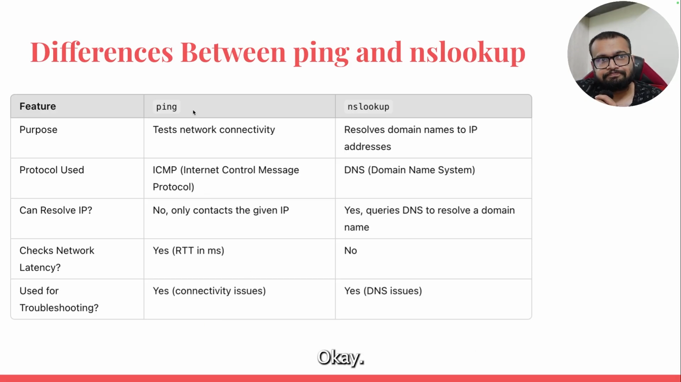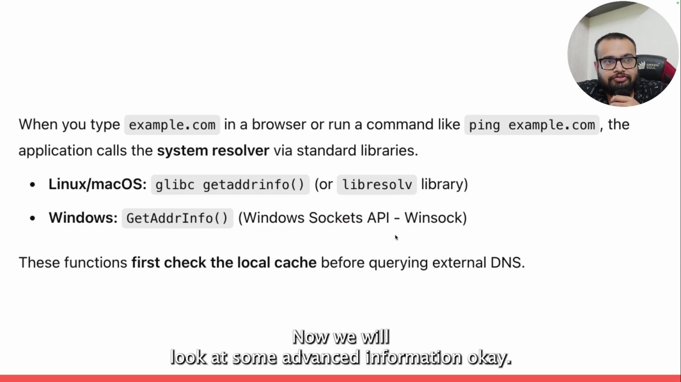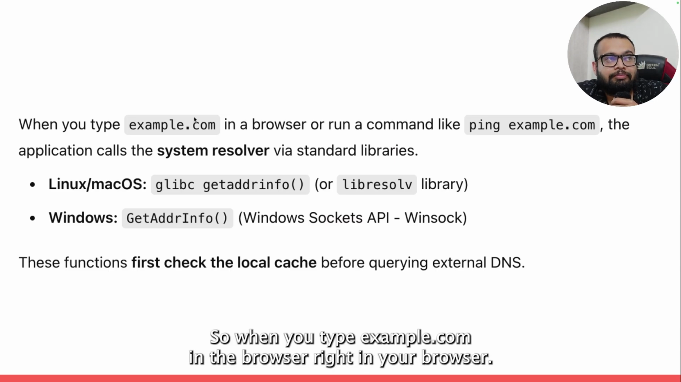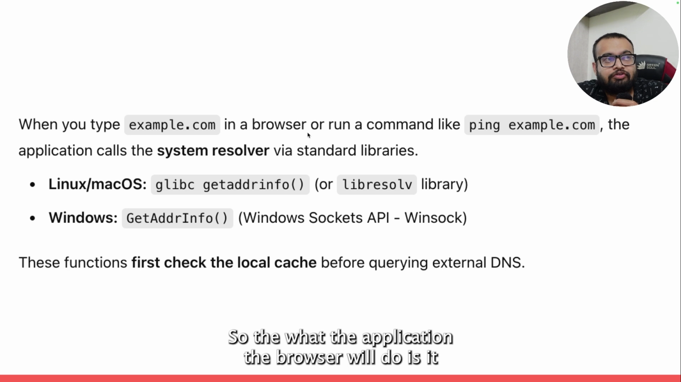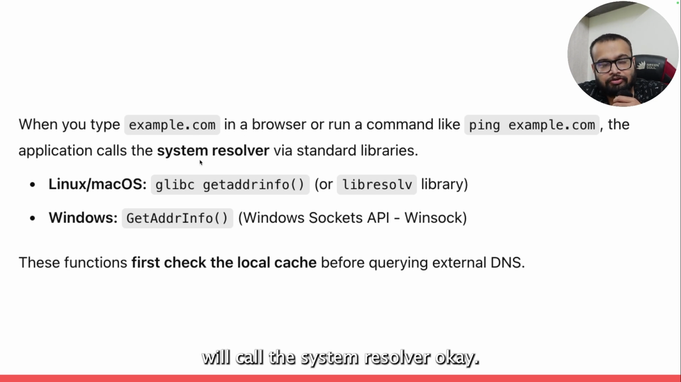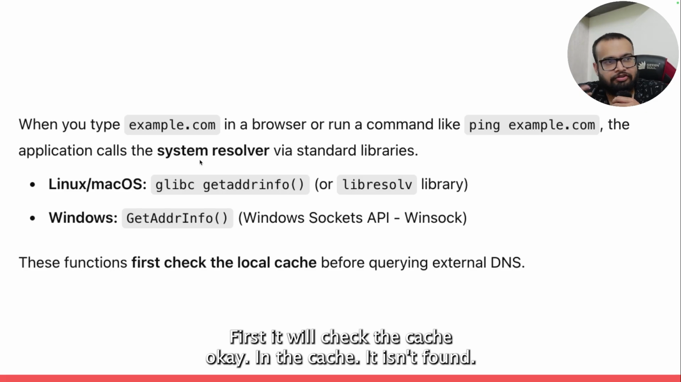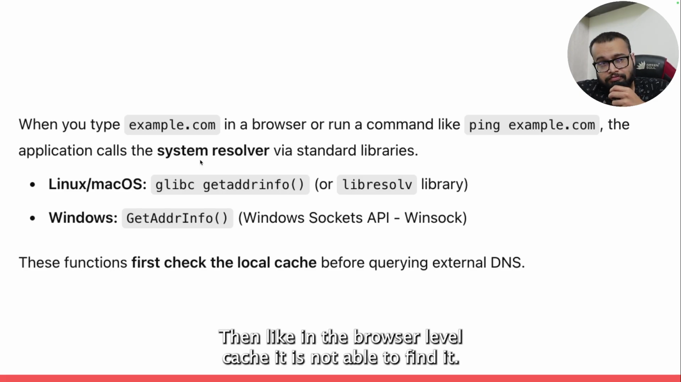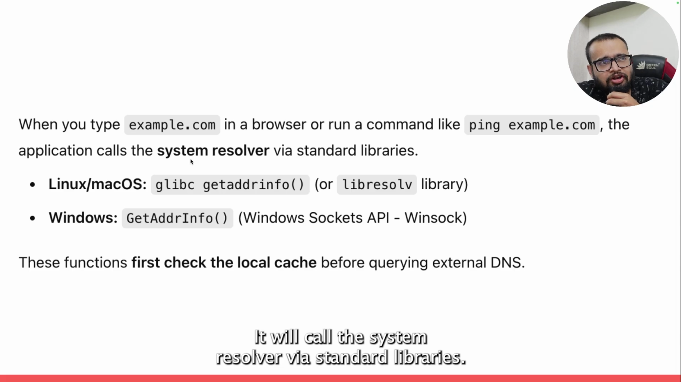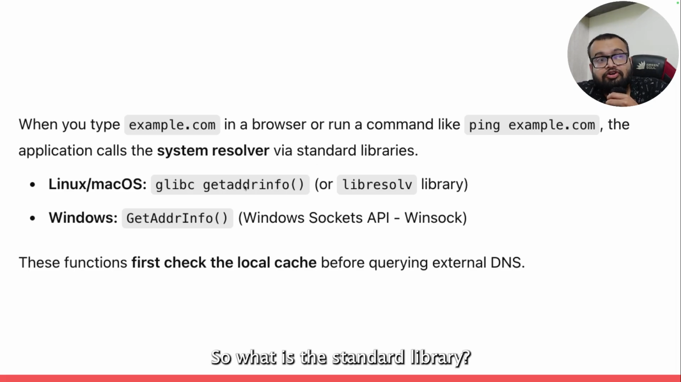Now we will look at some advanced information. When you type example.com in the browser, the browser will first check its cache. If it is not found in the browser level cache, it will call the system resolver via standard libraries. So what is the standard library function? It is getaddrinfo. This is a very important function.